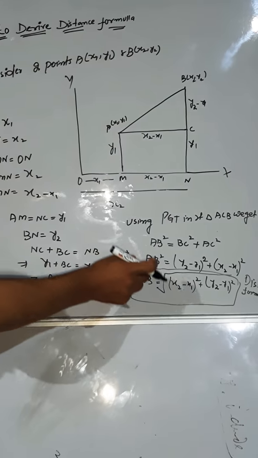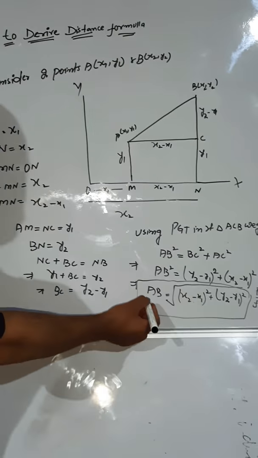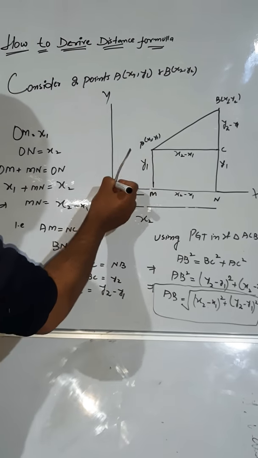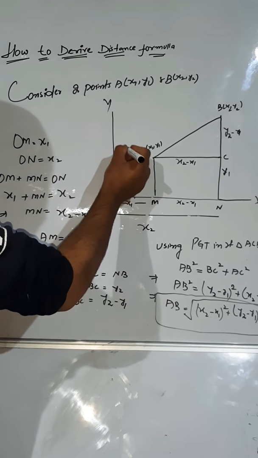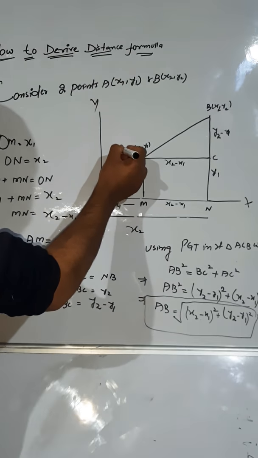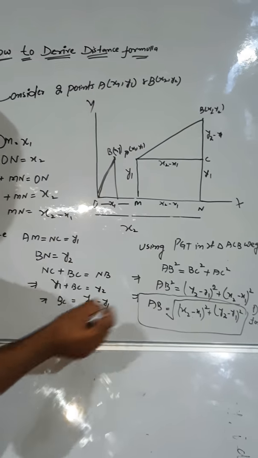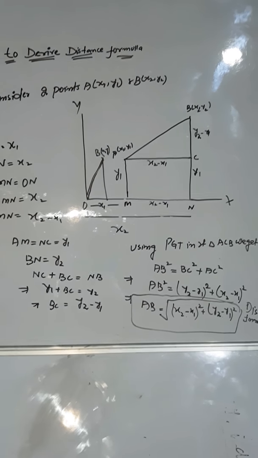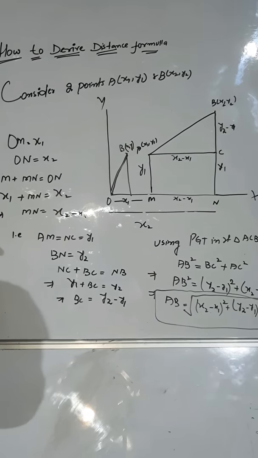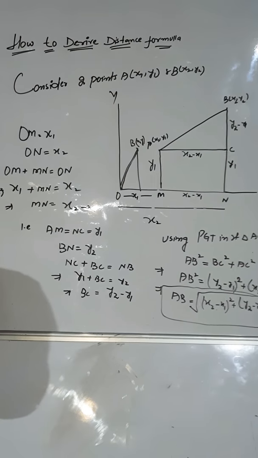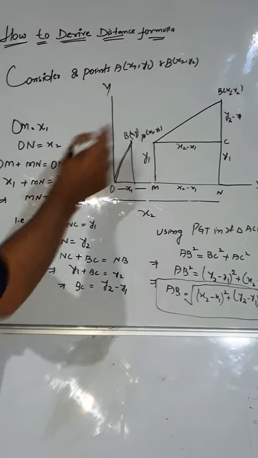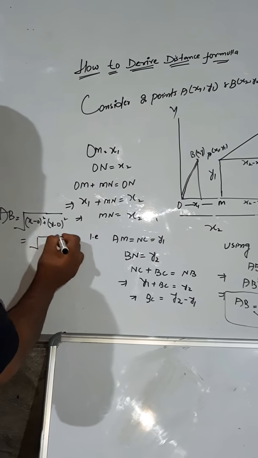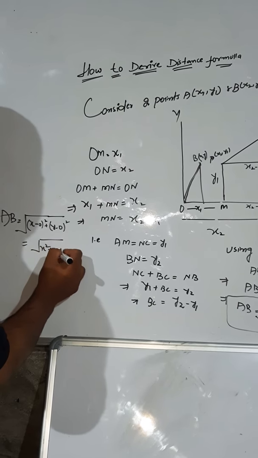Now we have a special case. If point A lies at the origin and point B lies in the plane, then consider the coordinates of point B as x comma y. Then our AB will be: x2 is x, x1 for the origin is 0, whole square, y2 is y, and the coordinate of the origin for y is 0. We get this as x square plus y square.